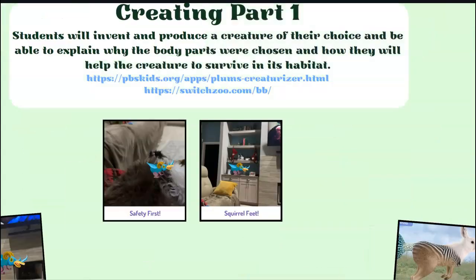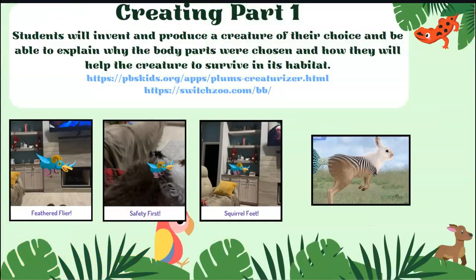Both of those apps are really cool to use. So I have creating part 1 and part 2. Part 1 is the students are inventing their creature of their choice. They're explaining those body parts. They're showing how it's going to survive in the habitat. Like this feathered flyer, that was another creature I created on the Creaturizer, and I'm showing its not so natural habitat. Another cool thing about that is you can zoom in and make it larger or smaller.